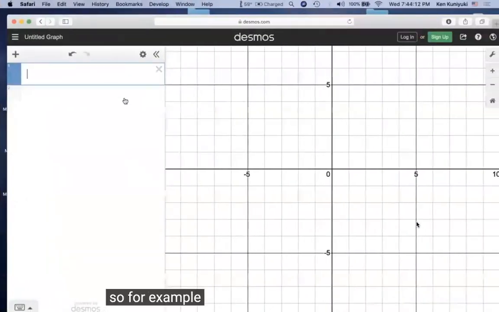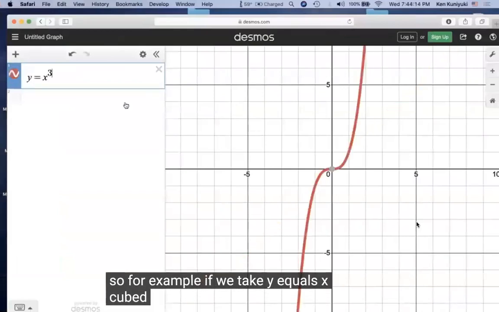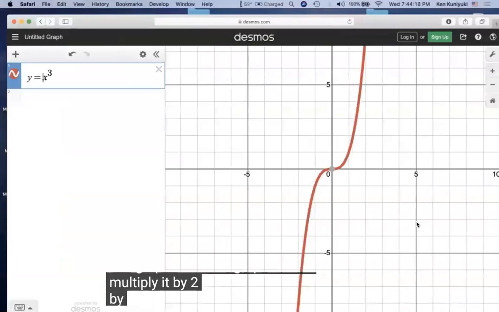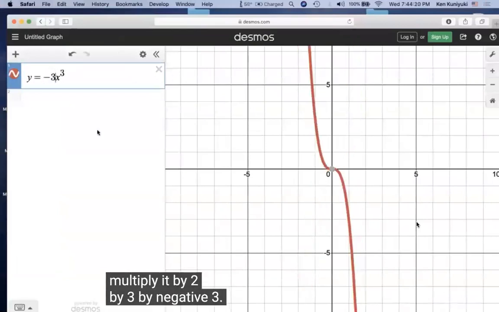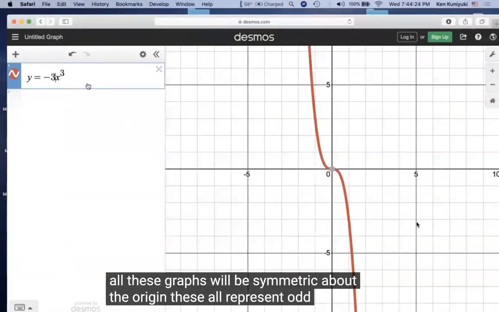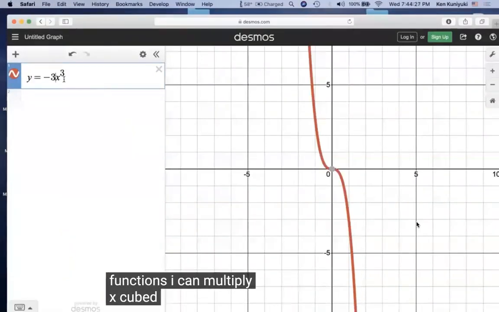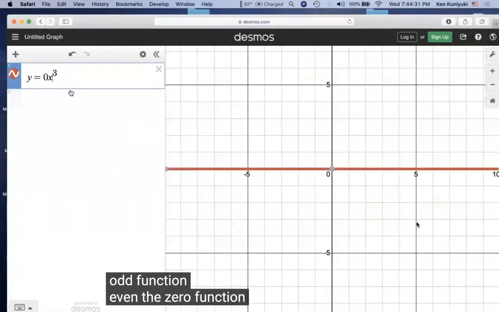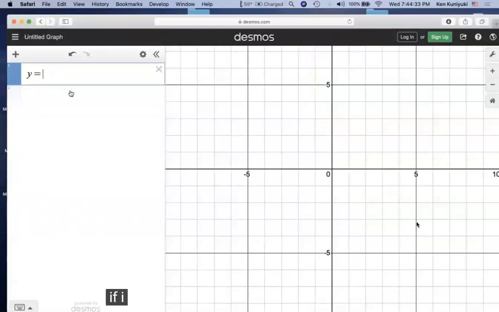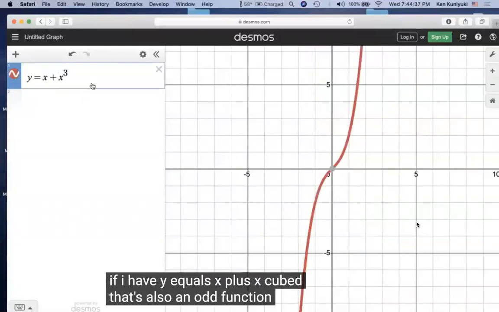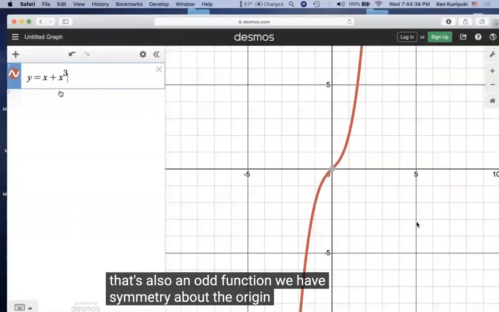So for example, if we take y equals x cubed, this graph is an odd graph. I could multiply it by 2, by 3, by -3. All these graphs will be symmetric about the origin. These all represent odd functions. I can multiply x cubed by any real number, and I get an odd function, even the zero function. If I have y equals x plus x cubed, that's also an odd function. We have symmetry about the origin.